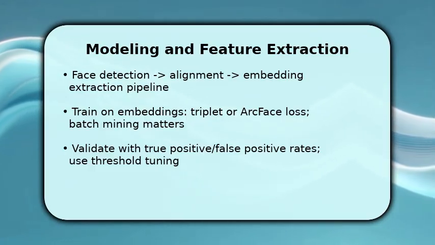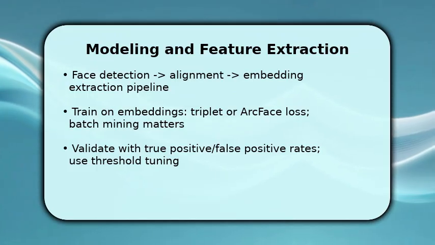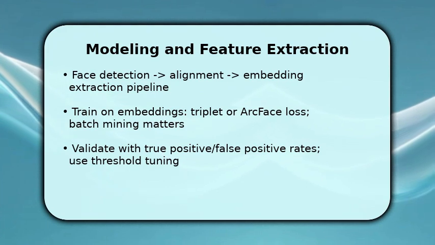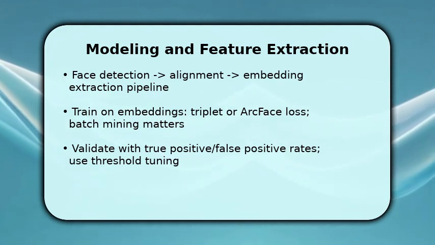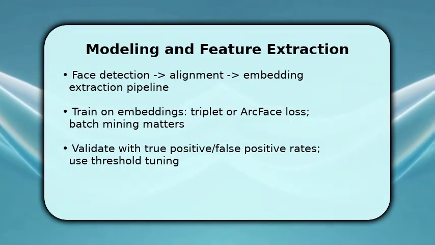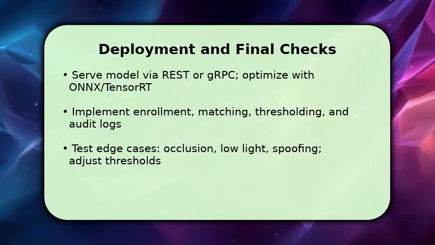Make sure to hold out validation identities and compute true positive and false positive rates so you can choose an operating threshold. Also evaluate across lighting and pose variations. After training, export a lightweight model for inference and quantize if you deploy the model as a service, REST or gRPC, optimized with ONNX or TensorRT for low latency inference.